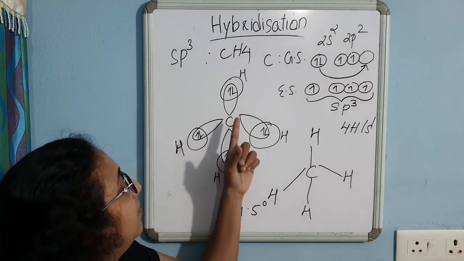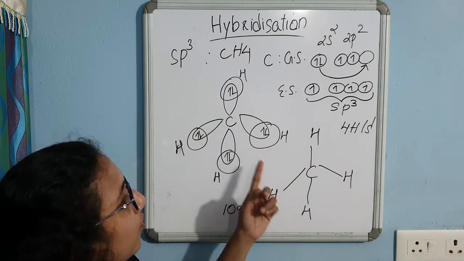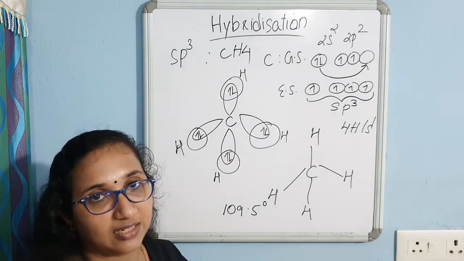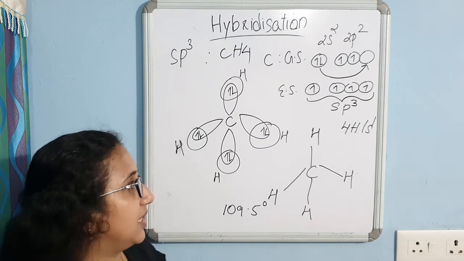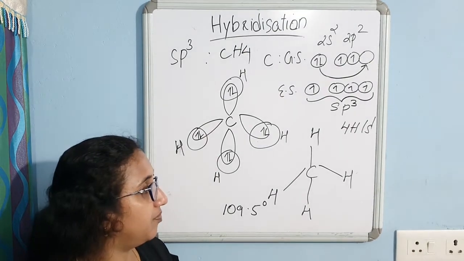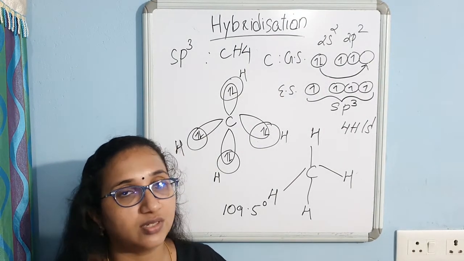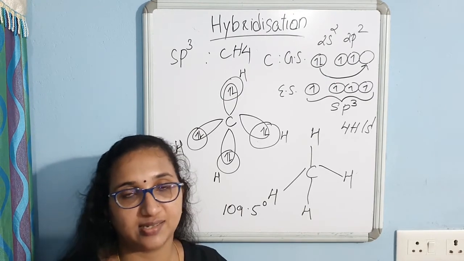So now each of the hybrid orbitals undergoes overlapping with each hydrogen atom with 1s1 configuration to form a tetrahedral methane molecule with bond angle 109.5 degree. So this is the sp3 hybridization.